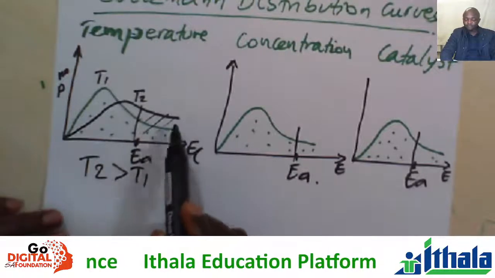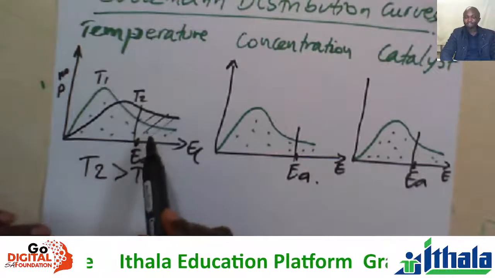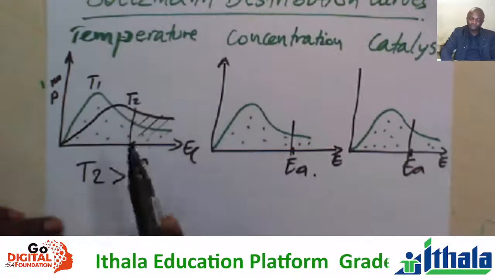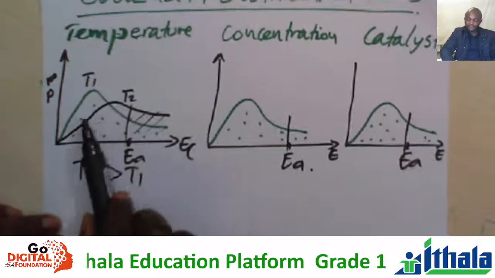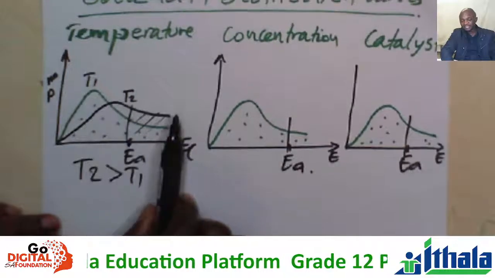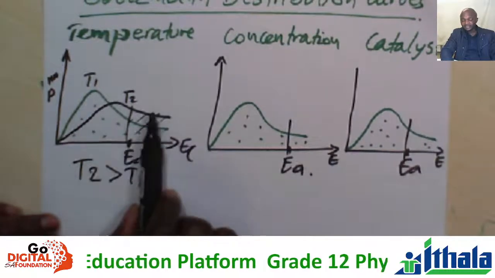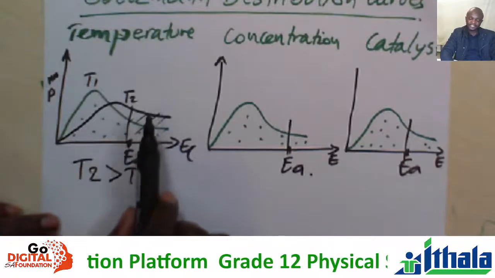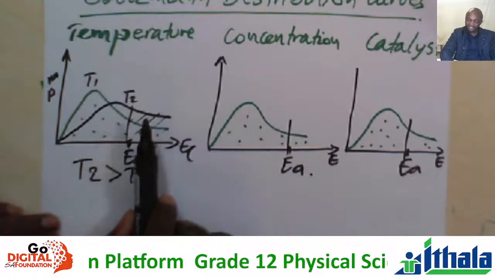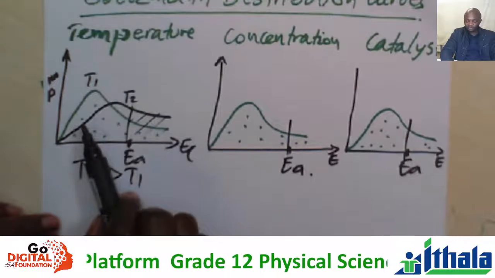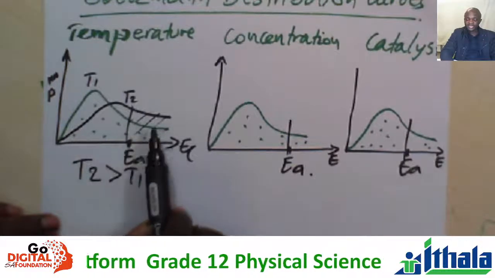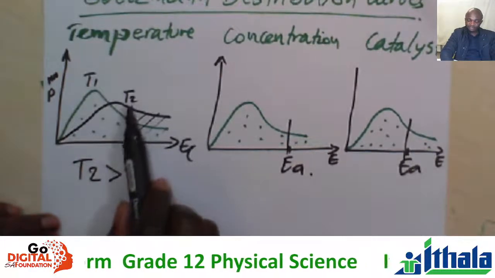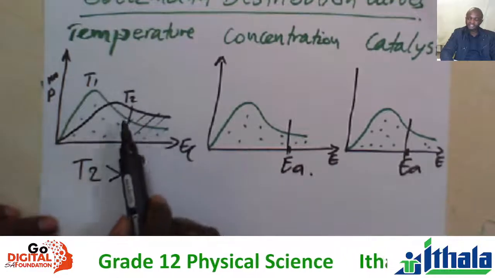To have more effective collisions, particles must have sufficient kinetic energy. So you see that T2 makes more particles shift to the right. That means we now have more particles with energy greater than the activation energy. So T2 gives us a higher reaction rate. So temperature T2 is higher than temperature T1.